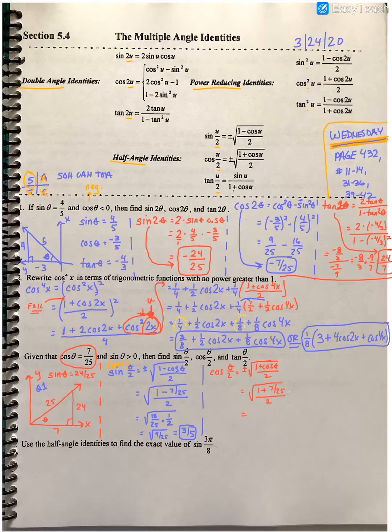If I do 1 plus 7/25, 1 as a fraction is 25/25. 25/25 plus 7/25 is going to be 32/25. Divided by 2 is multiplying by 1 over 2, so times 1/2. And again, clean it up. 32 over 25 times 1 over 2. The 2 and 32 can cancel. I have the square root of 16/25, which is 4/5.